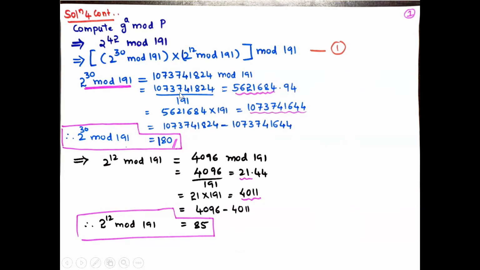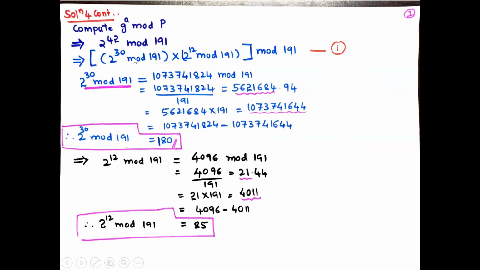1073,741,824 divided by the modulus value, that is 191. The answer comes around 5621684.94. You take out only the decimal part and multiply it with the modulus value. If you multiply it with 191, the answer comes around 1073741644. This value has to be subtracted from 1073,741,824. Upon subtracting, you will get the answer as 180. Therefore, the value of 2 raised to 30 mod 191 is equal to 180.